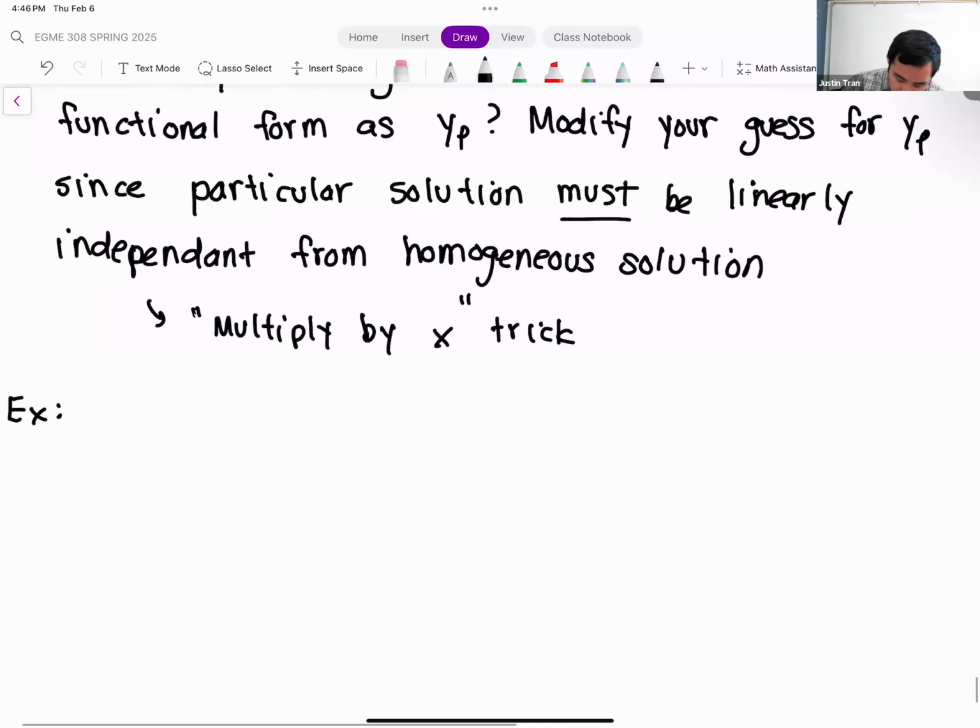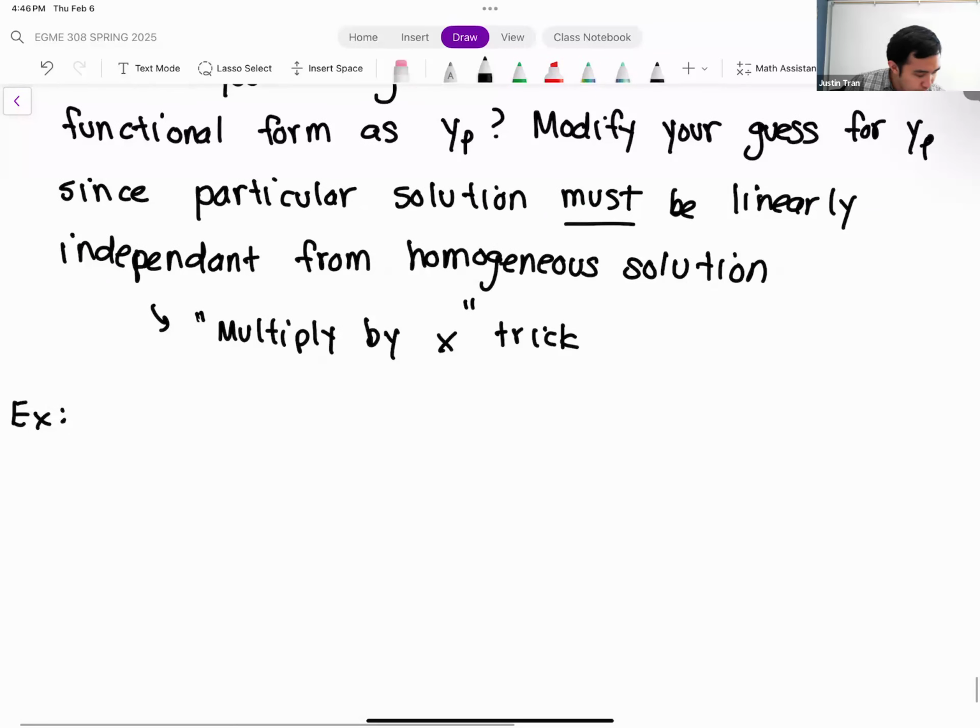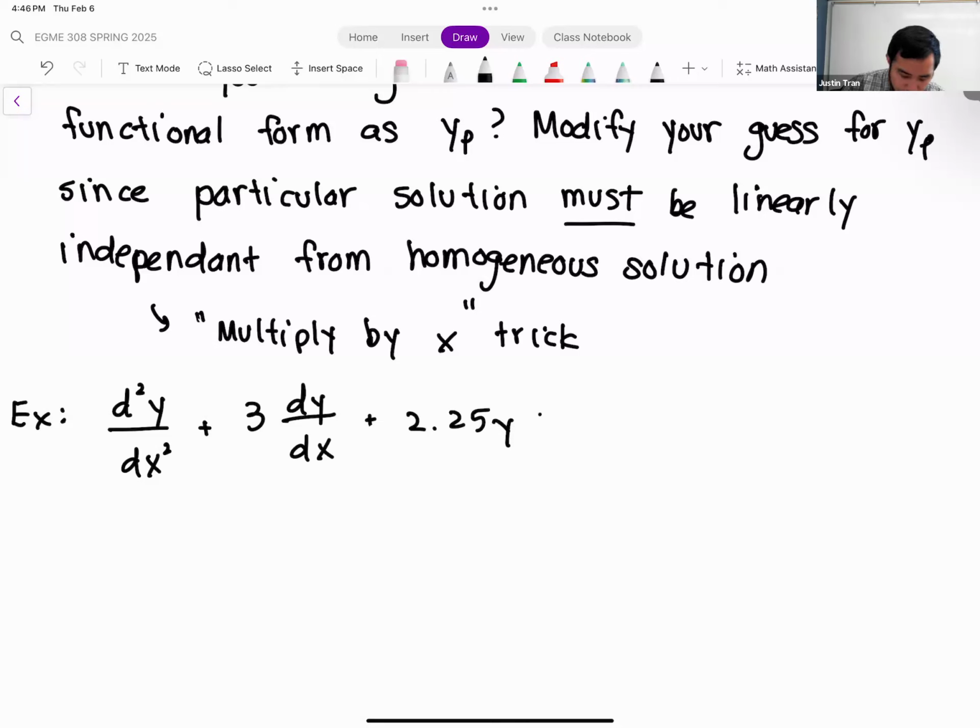For this example, a little bit more complicated homogeneous form here. So we have d squared y dx squared plus 3 dy dx plus 2.25y is equal to minus 10 e to the minus 1.5x.